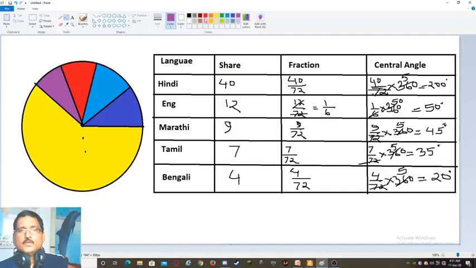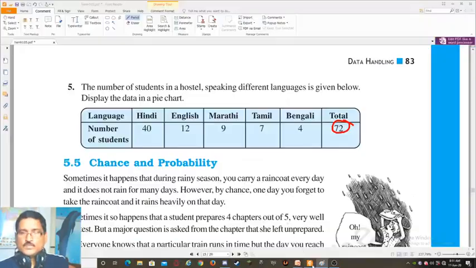This way you can represent. This is the complete pie chart, and outside you write down what it represents. This 200 represents what? Hindi speaking. Clear? So now coming to the next question.